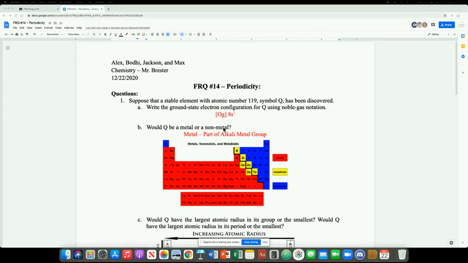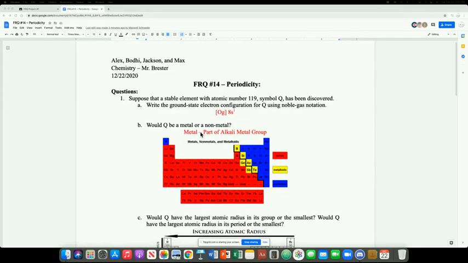Would Q be a metal or a non-metal? So we can know it's a metal because, again, it is in that first group, which is the alkali metal group, or based on this chart, you can clearly see that it would be down here and it would be obviously a metal.